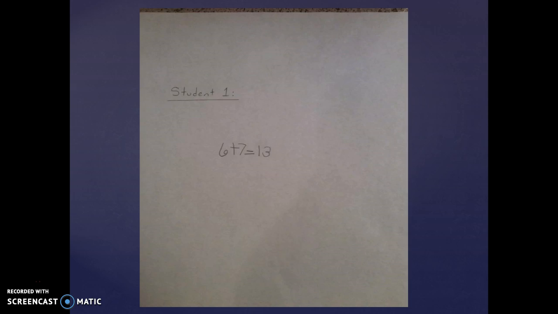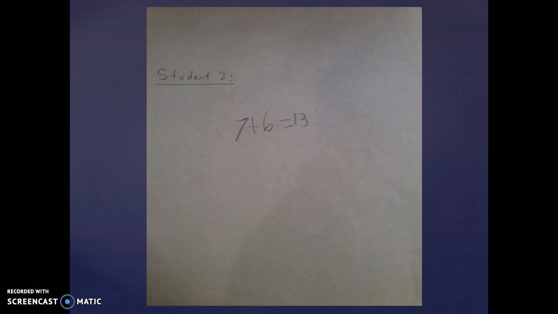Now, let's look at student 2. He also added the correct numbers of 6 and 7 together to get the correct answer of 13. He also did not use any type of pictorial strategies to show his thought process. He wrote his answer by writing a traditional algorithm and a linear math equation.